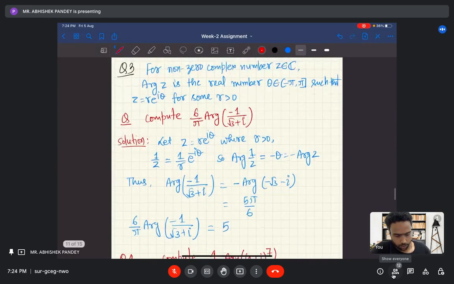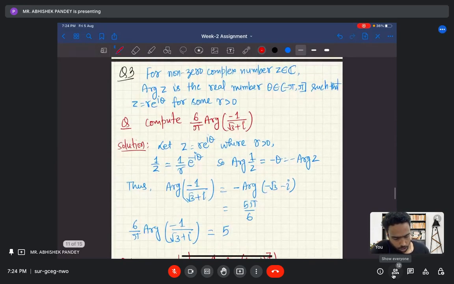So question number third. First I will define the capital ARG. So it is basically the principal argument. So for non-zero complex number Z belongs to C, argument of Z is the real number theta in between minus pi to pi, such that Z equals R e to the power i theta for some R positive. So we have to compute this argument. What is the value of this?